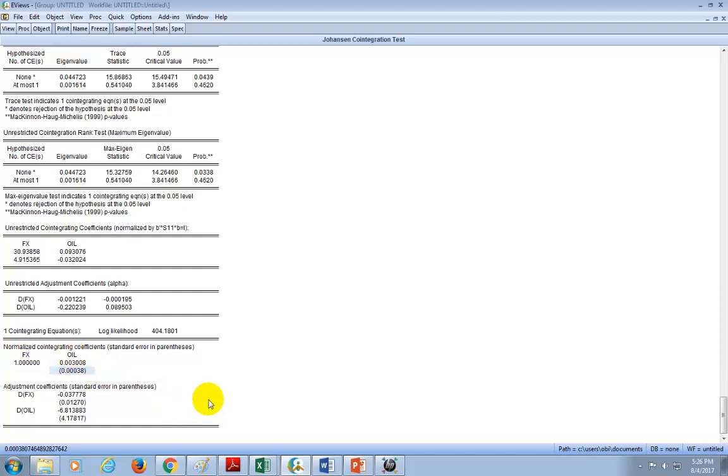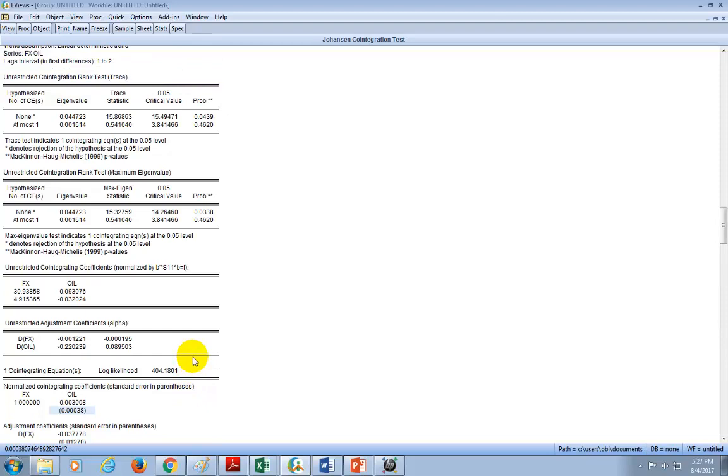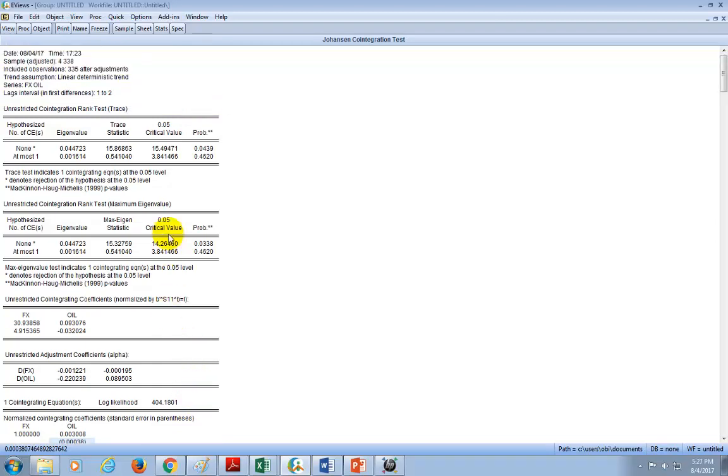So in conclusion, the Johansen cointegration test has confirmed that the two series, exchange rate and oil price, have a long-run equilibrium relationship. Given this outcome, we can then proceed to run the vector error correction model to examine how deviations from the long run are corrected. And this concludes this presentation.